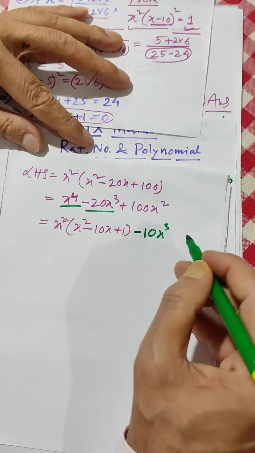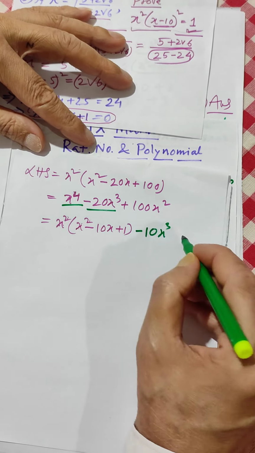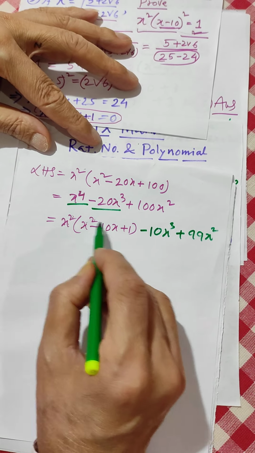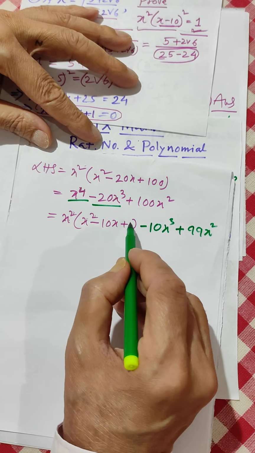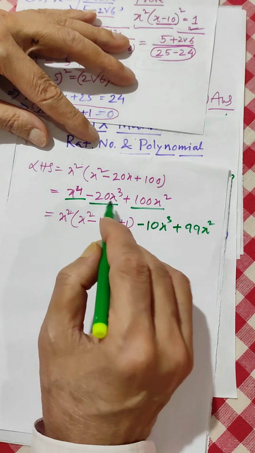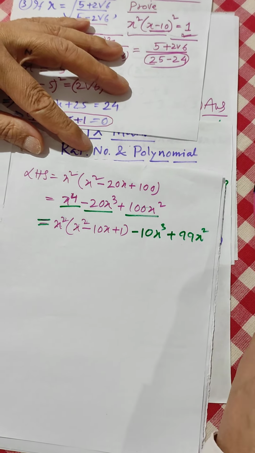See, we are adjusting. Now x square into plus 1 gives only plus x square. But this is 100x square, so we must write 99x square. Isn't it? x square into plus 1 is x square. Now x square plus 99x square is 100x square. So this step becomes equal to this. So that is the adjustment done.